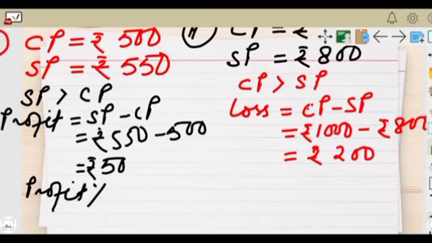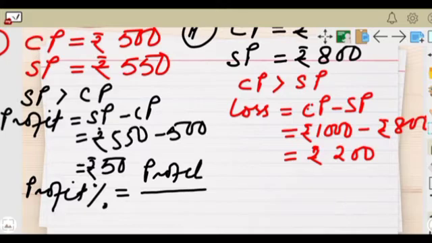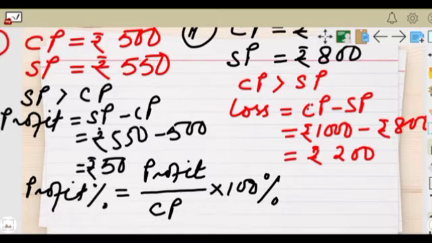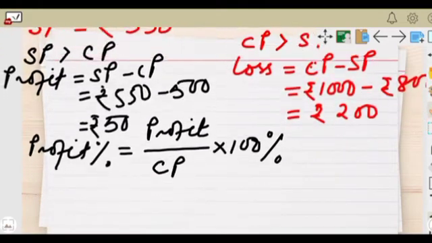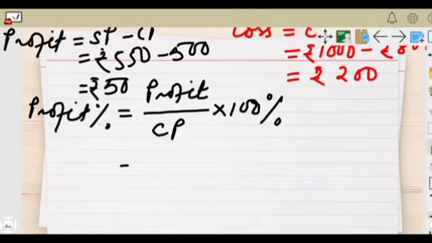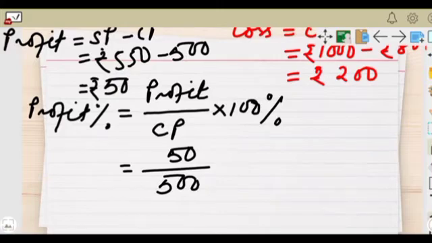Profit percent means profit divided by cost price into 100. Then definitely you should get a percent here. So what is the profit? Here the profit is 50. What is the cost price? The cost price is just 500 into, I'll put one bracket here, and then here is 100.